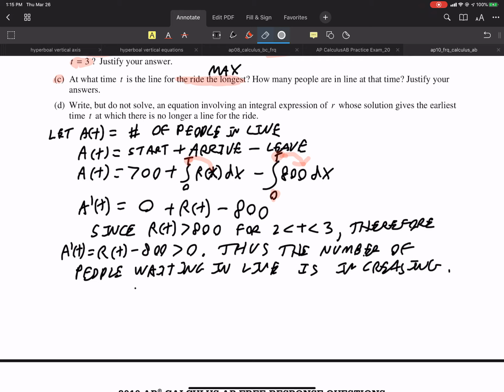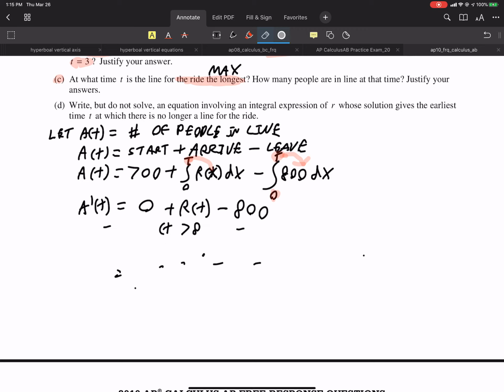So, back to part C. We are trying to find when the line is the longest, or when there's a maximum amount of people waiting in line. You should know that maximums occur at critical points and endpoints. So we are going to find the critical points of the number of people in line.